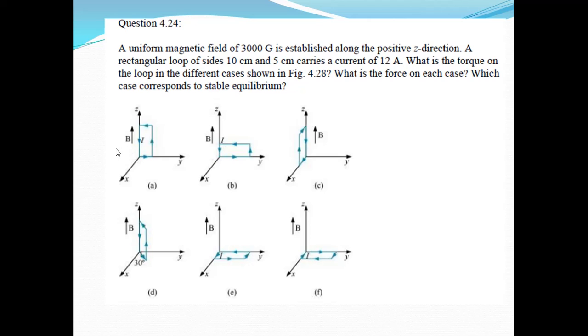We can see the rectangular loop in different positions in the diagrams. So we consider anti-clockwise as positive and clockwise as negative. We have to find out the torque on the loop in all the different cases and also the force in each case, and we have to find which of these cases correspond to stable equilibrium.